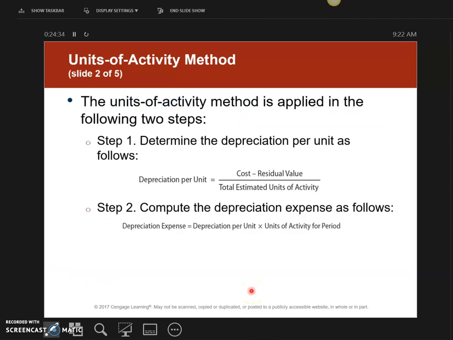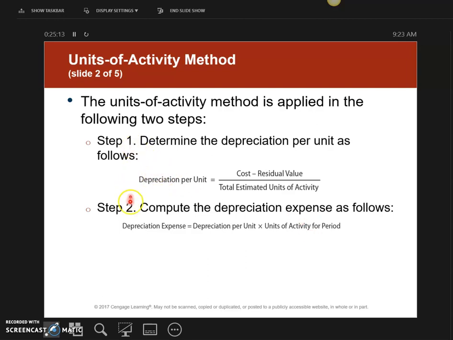This is a two-step formula. I'm going to take the cost minus residual value. Remember, this is called the depreciable cost, divided by total estimated units of activity. This is different than straight line, because straight line says divided by useful life. But this says what is the expected output of whatever it is that you are counting over the life of the item. Once you calculate that, that's the depreciation per unit. Then you need to take that and multiply it times how many units were produced or used in that period.